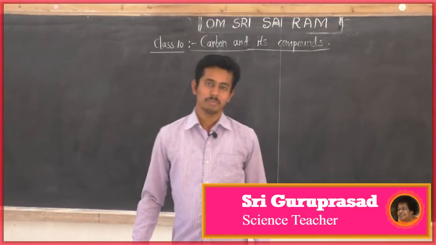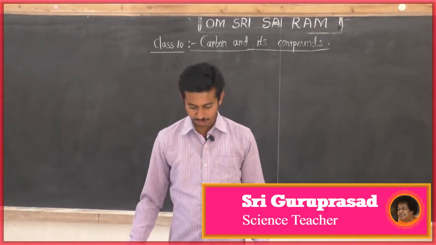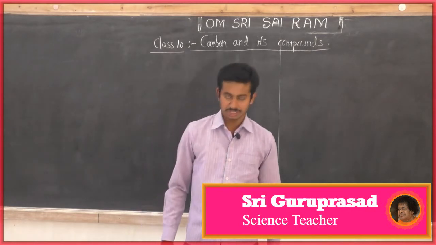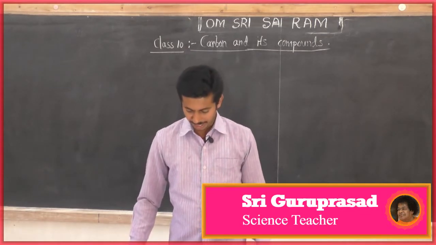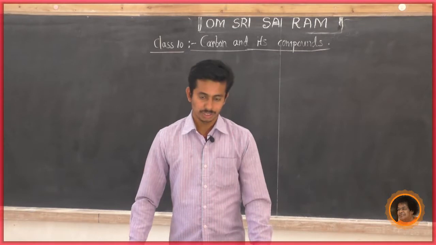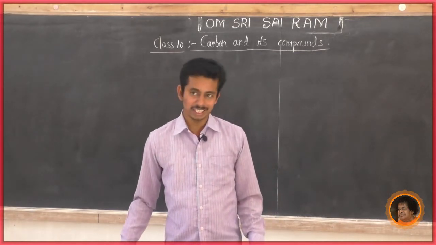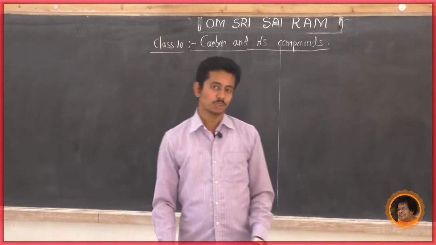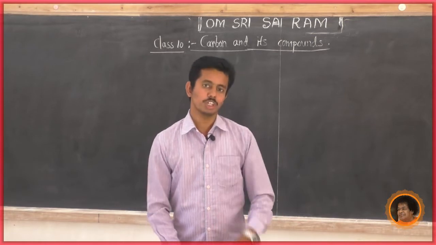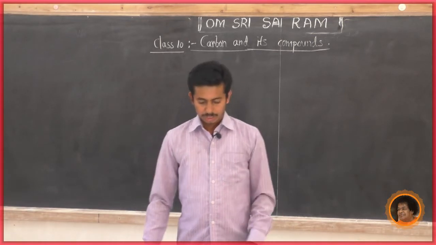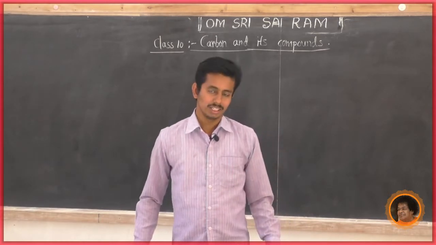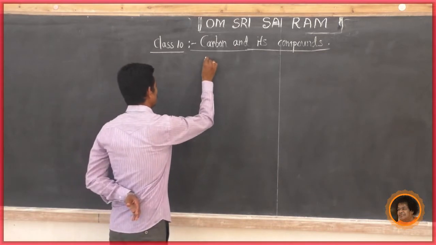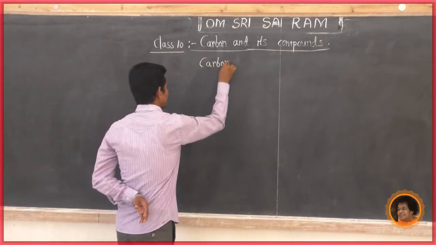Om Shri Sai Ram. In the previous class, we studied some classes of compounds: alcohol, aldehyde and ketones. Alcohol ends with OL and its functional group is OH. Aldehyde ends with AL, that is, the suffix is AL, and its functional group is CHO. In the same way, ketone's functional group is CO, and the suffix is ONE. In this class, another organic compound is carboxylic acid.